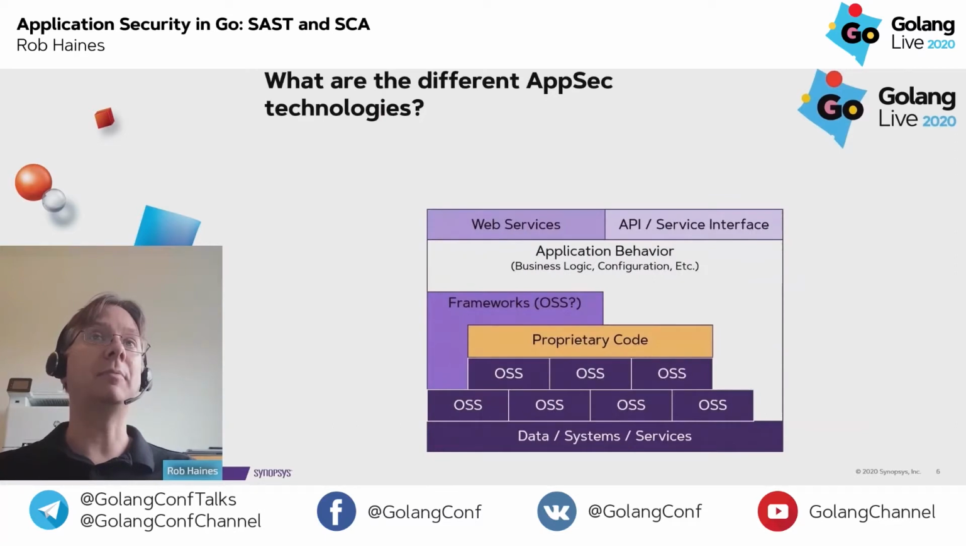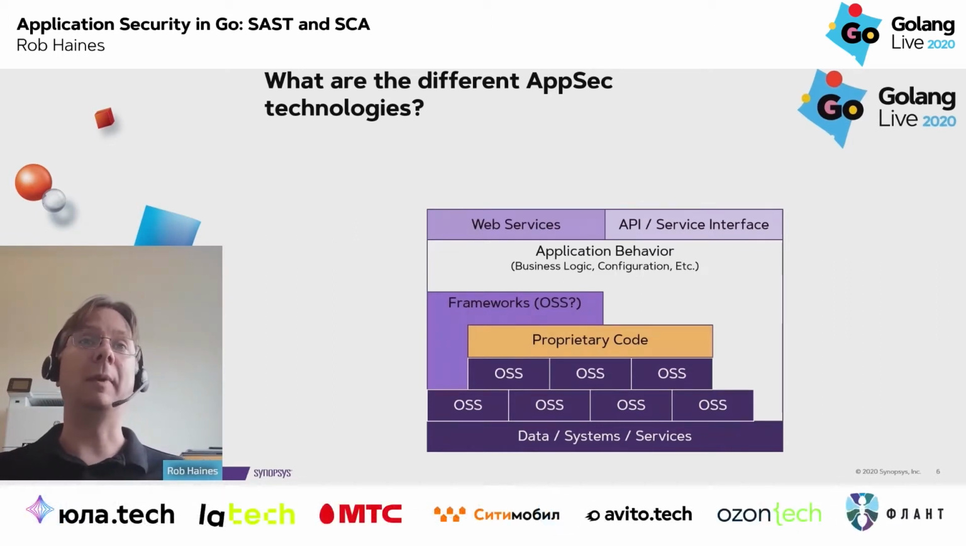Okay, so what are the different technologies we're going to be using for application security? So take this example web application that we've got here. It's made up of your own proprietary code. So this is the stuff that you write, and this is the main part that we're interested in checking.